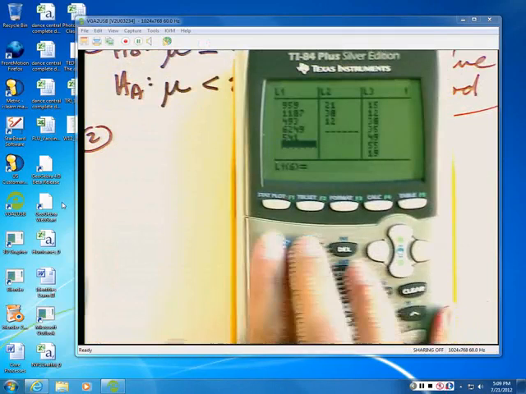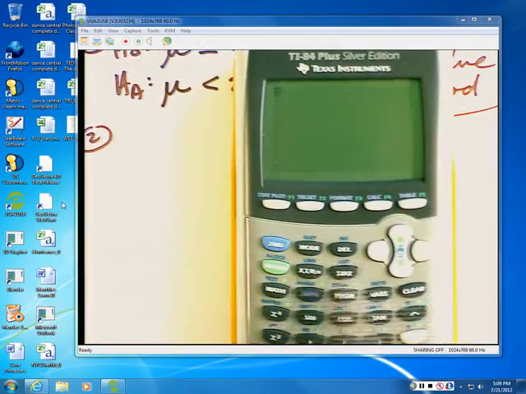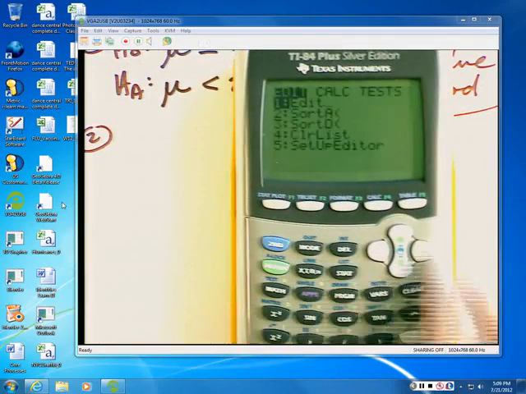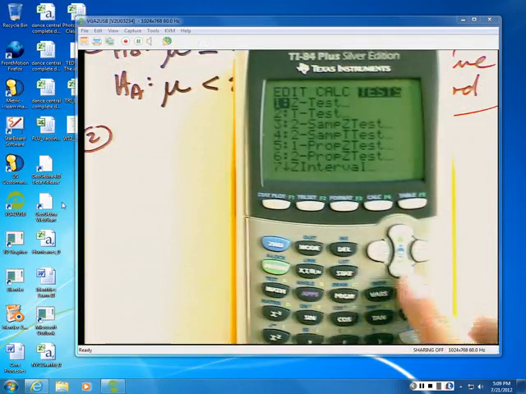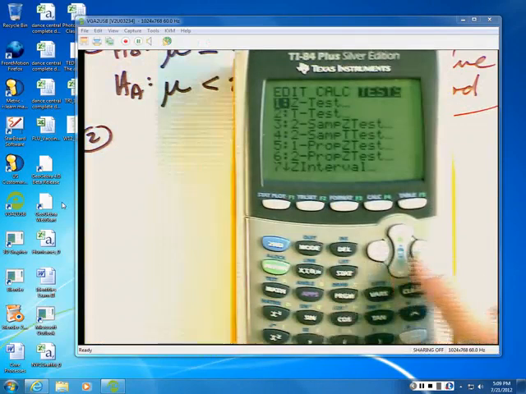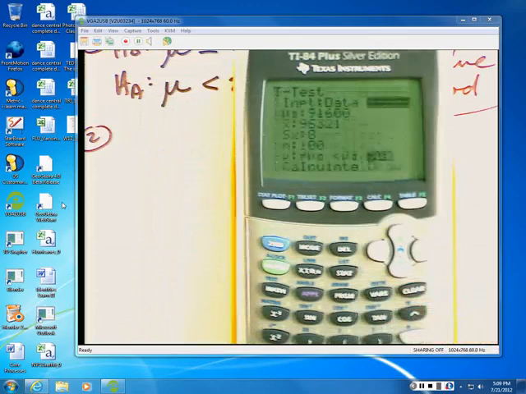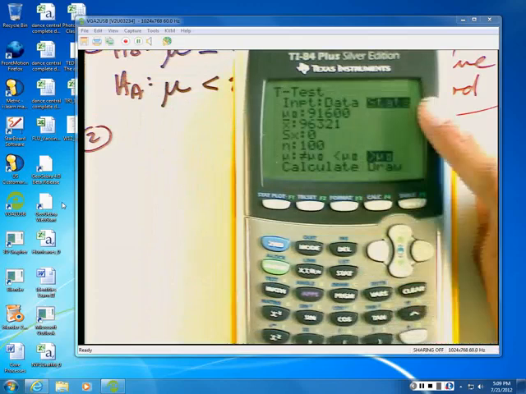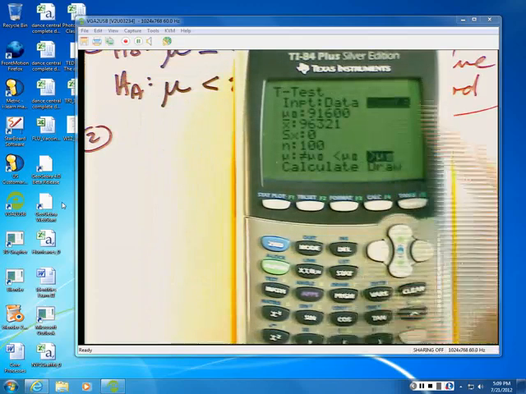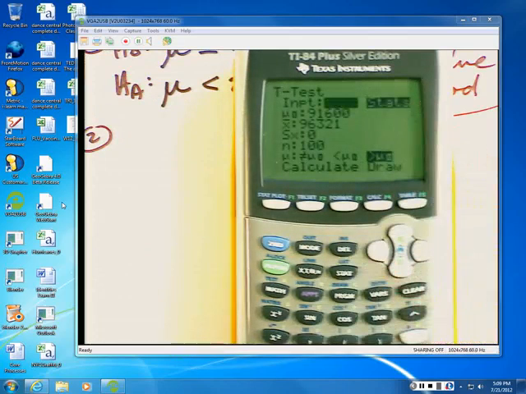I'm going to quit. So I go second quit, go back into stat. Now I'm going to pick up a test. I want to do not a z-test, but a t-test. I only have 1, 2, 3, 4, 5. Definitely less than 30. So I want a t-test. I don't have statistics. I don't have something computed for me. Instead, I just have raw data. So I go over to data, and I hit enter.